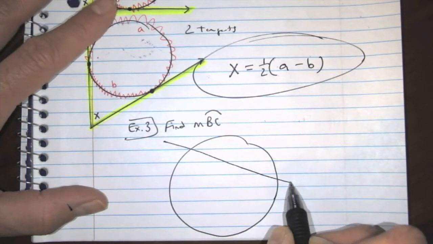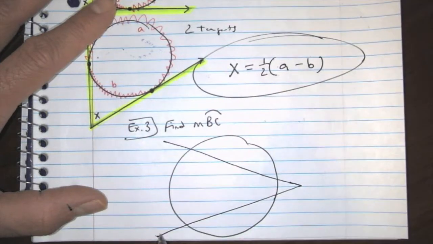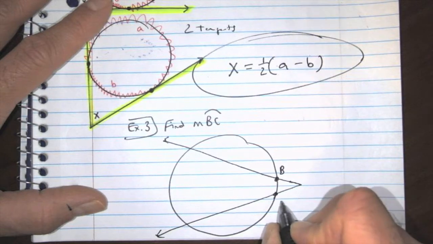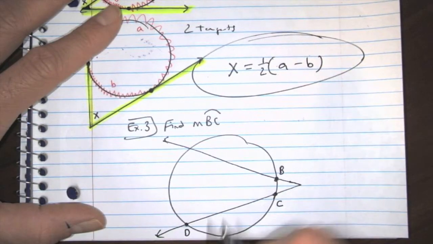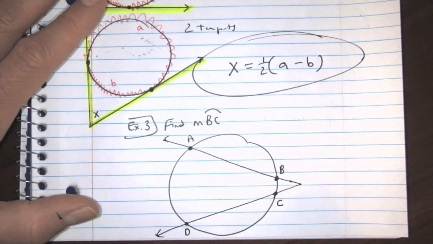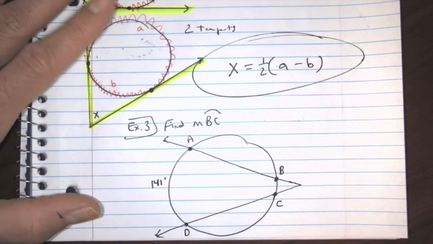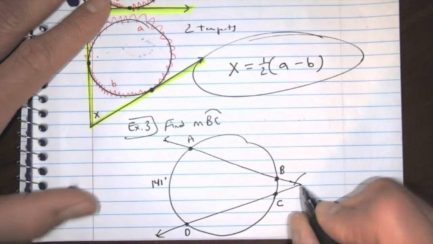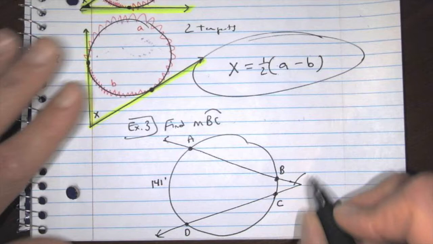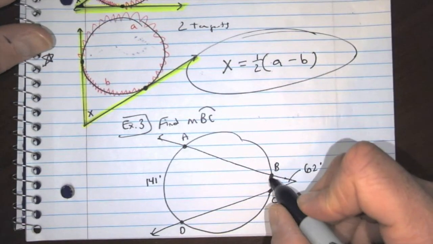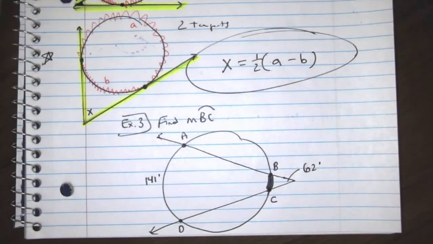Draw your circle. That's going to be B. That's going to be C. That's D. There's A. I want to tell you this is 141 degrees. I'm going to tell you that this angle right here, that acute angle right there, is 62 degrees. And I would like you to find the measure of arc BC. That one.